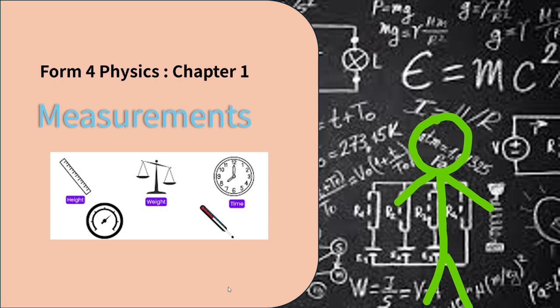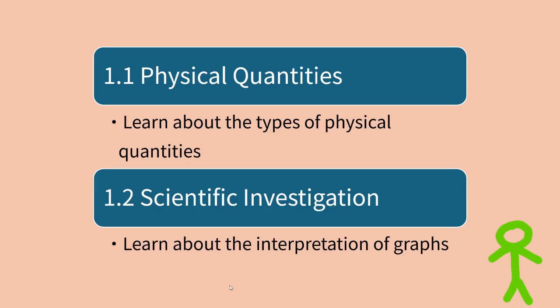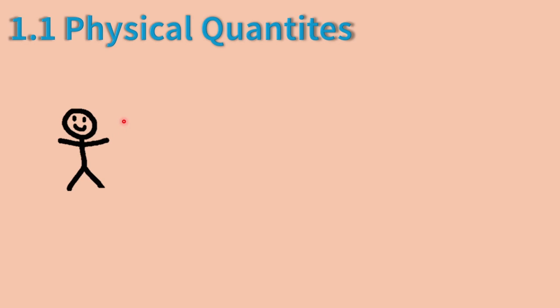What I have for you here today is Form 4 Physics Chapter 1 Measurements. Let's begin, shall we? Right. First of all, we'll be learning two parts here. 1.1, learn about the types of physical quantities, and 1.2, learn about the interpretation of graphs. Right. Let's start with 1.1 physical quantities.